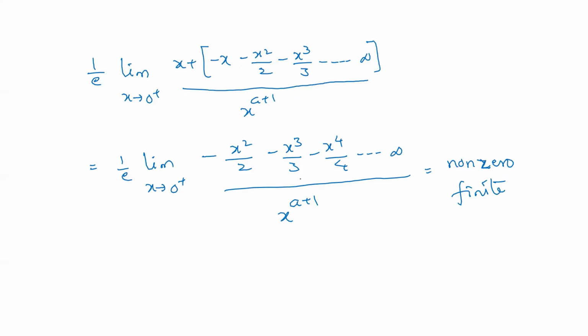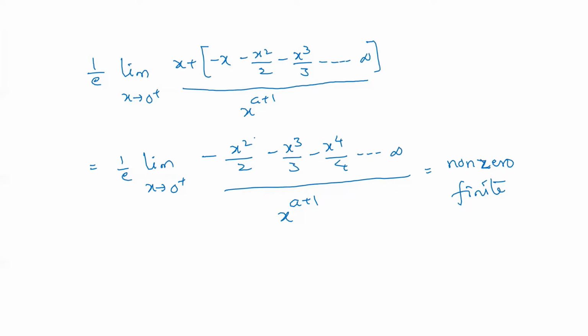So a plus 1 cannot be bigger than 2, that we can say. Now what happens if this a plus 1 is smaller than 2? For example, if this is simply x, then when you divide x square by x, we are going to get x, and when you substitute limit x tends to 0, we are going to get the answer as 0. So overall the limit answer is going to become 0 if a plus 1 is smaller than 2, but they are saying it is non-zero, so a plus 1 cannot be smaller than 2.